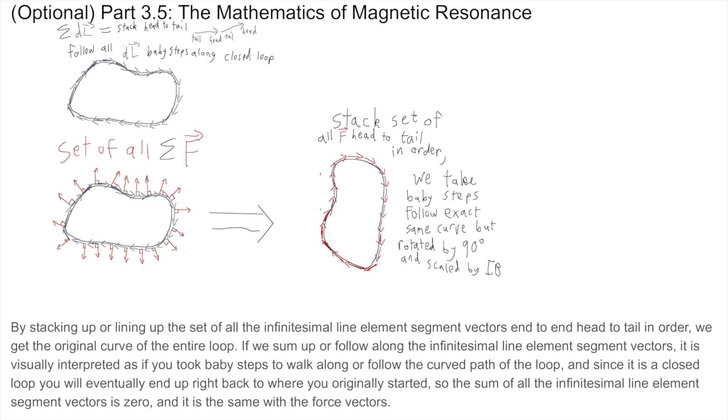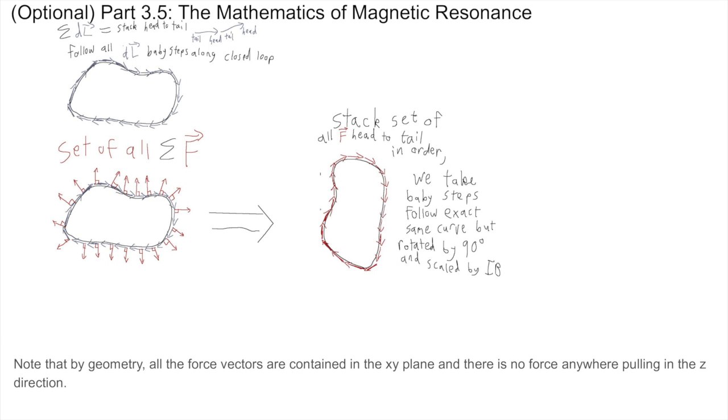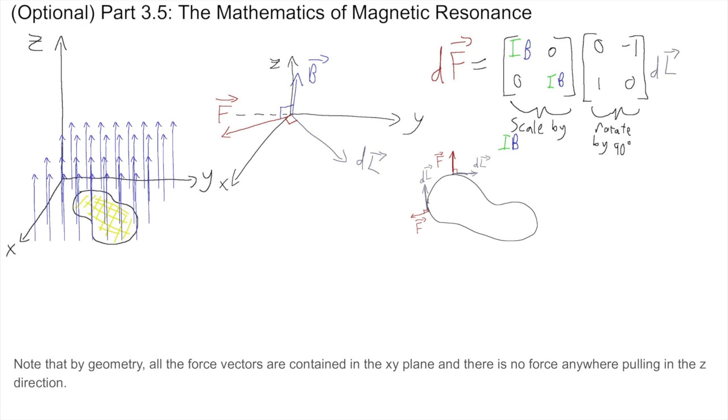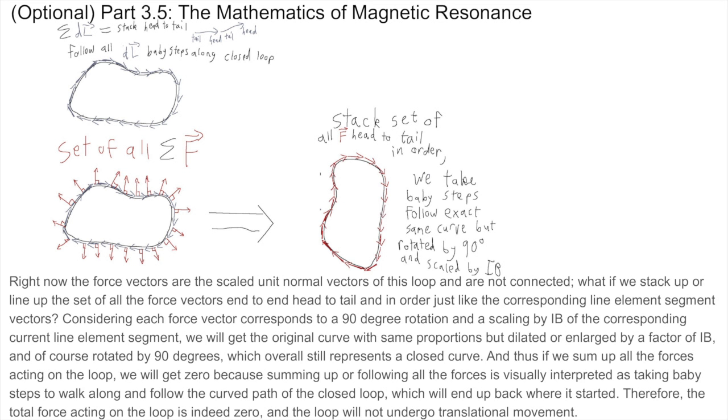So the sum of all the infinitesimal line element segment vectors is 0, and it is the same with the force vectors. Note that by geometry, all the force vectors are contained in the xy plane, and there is no force anywhere pulling in the z direction. Right now, the force vectors are the scaled unit normal vectors of this loop and are not connected. What if we stack up or line up the set of all the force vectors end-to-end, head-to-tail, and in order, just like the corresponding line element segment vectors?